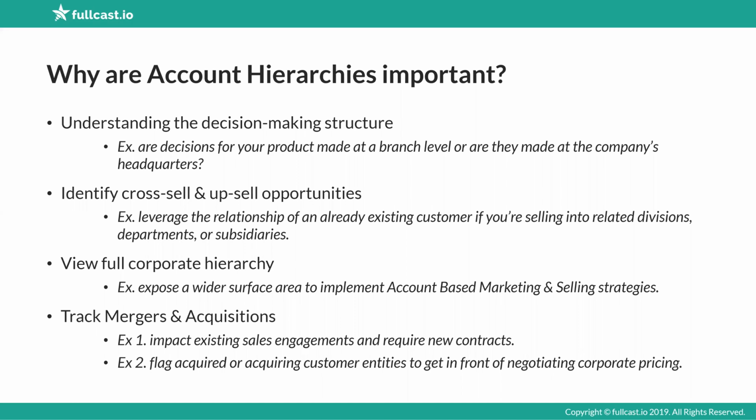So the first one is understanding the decision-making structure. An example here is to help us answer, are decisions for the product that you're selling being made at a branch level, or are they made at a company's headquarters? And again, as we go through each of these different examples, what we'll find in common is it's helping us understand how we want to sell into a given company.